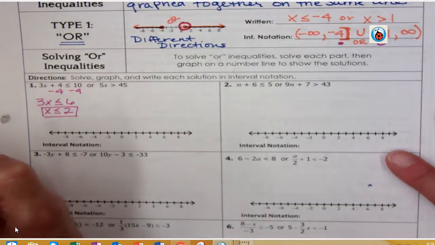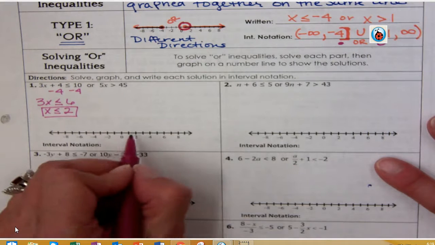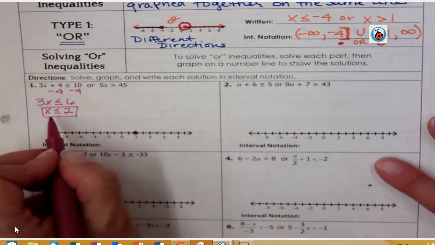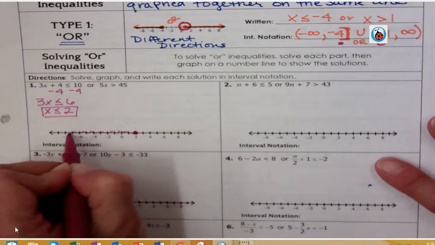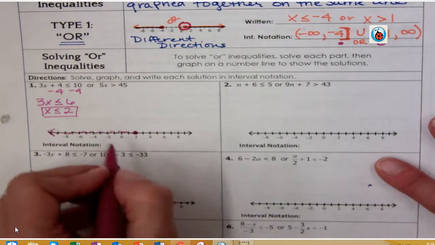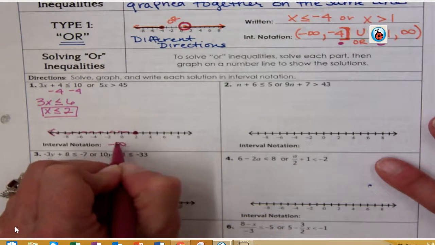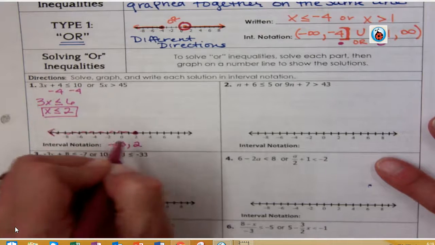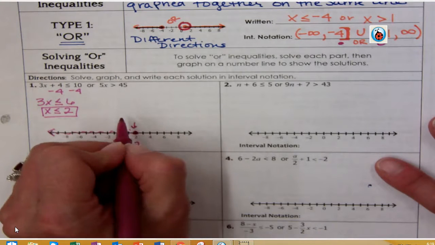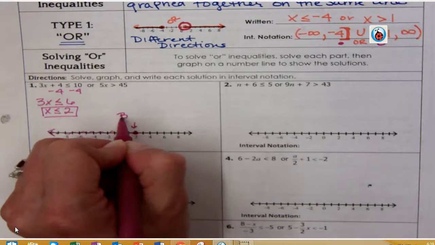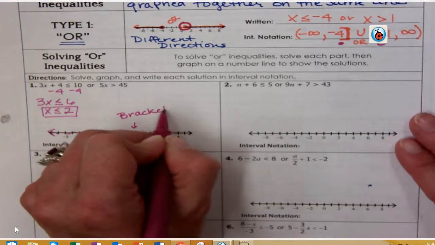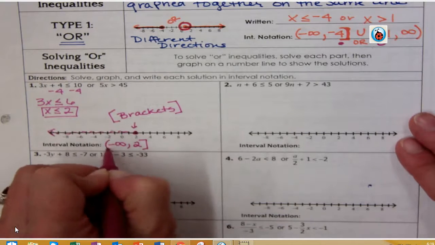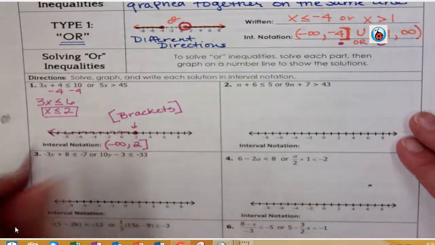To graph that, it would look like this. We'd use a closed dot, and we would highlight everything where x is less than that. The interval notation would start out at -infinity and stop at 2. And since it is a closed dot, we're going to use a bracket there, always a parenthesis around the infinity sign.